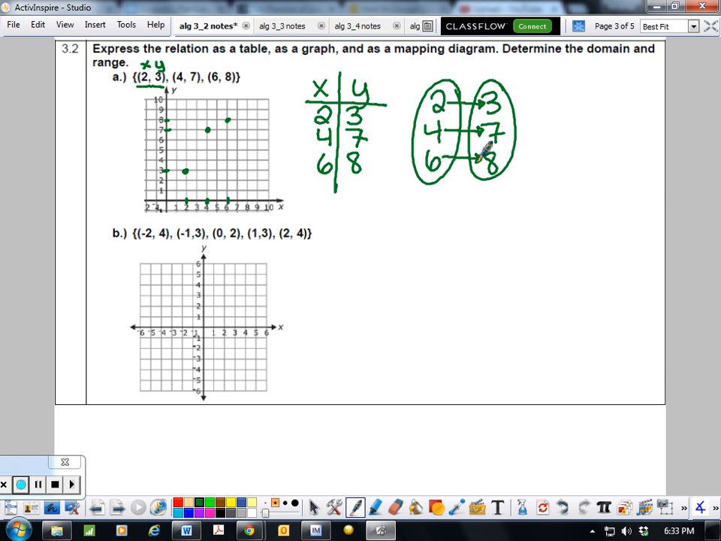Now they ask us what's our domain and what's our range. So my domain should be all of those x values. So my x values are 2, 4, and 6. Also, what I see in that first oval in the mapping. My range is what I see in the y's, the 3, 7, and 8.